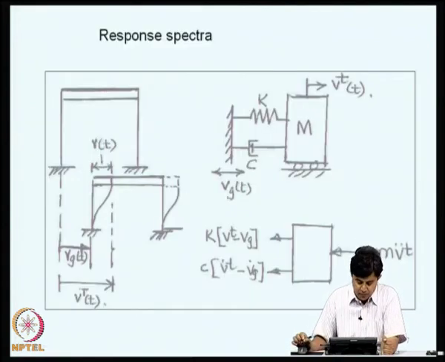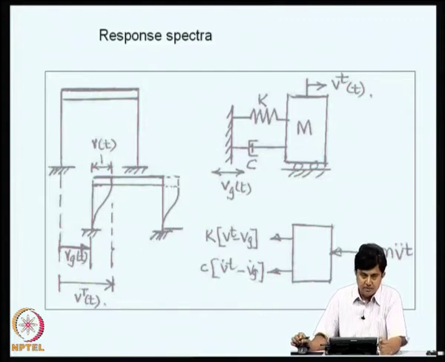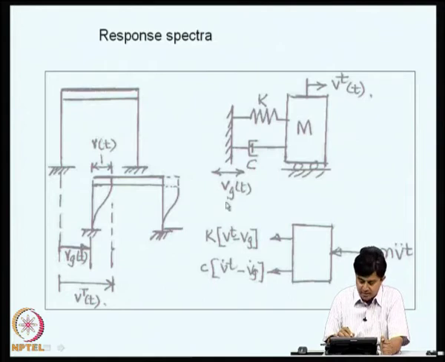We will quickly review the notion of response spectra. Here we consider the earthquake ground displacement as Vg of t, and we consider the action of this ground displacement on a single degree freedom system whose mass is m, stiffness is k and damping is c. This single degree freedom system can notionally represent a single bay single story portal frame. Vg of t is the ground displacement, Vt of t is the total displacement of the slab, and V of t is the relative displacement.